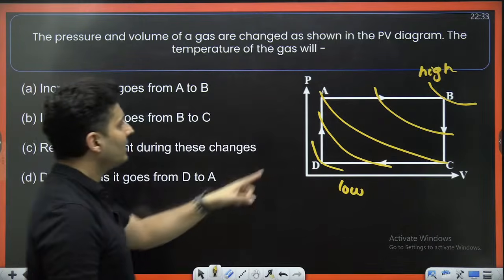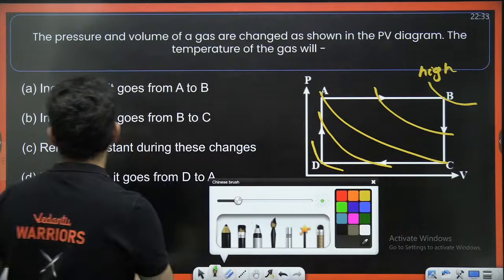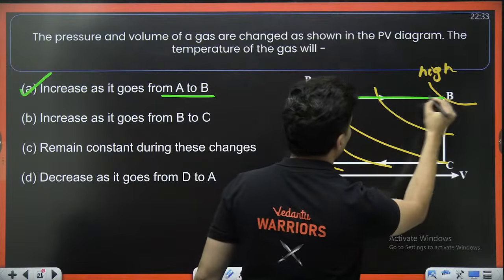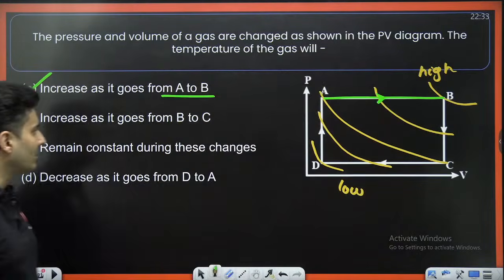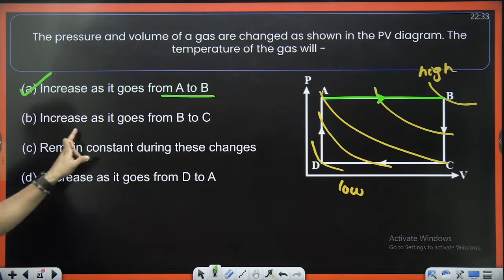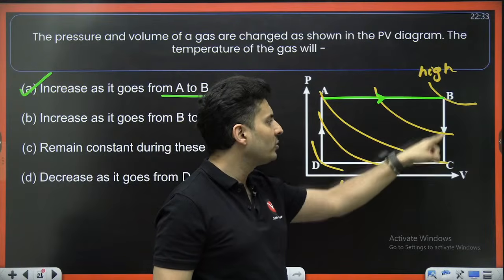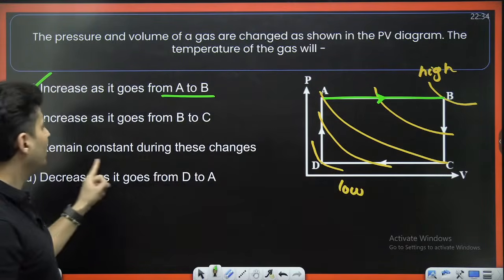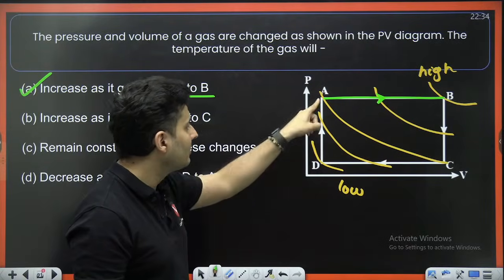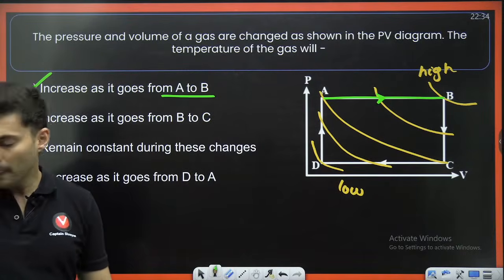A to B. Yes, A is at a lower temperature, B is at a higher temperature. 100% option A is the correct one. If you go from A to B, 100% your temperature is increasing. Other options you don't even have to check, they will be wrong. Like if it goes from B to C, does it increase? No, high to low, B to C, it is decreasing. Remains constant, definitely not. Decreases from D to A, no, it increases from D to A. You can see that, right?